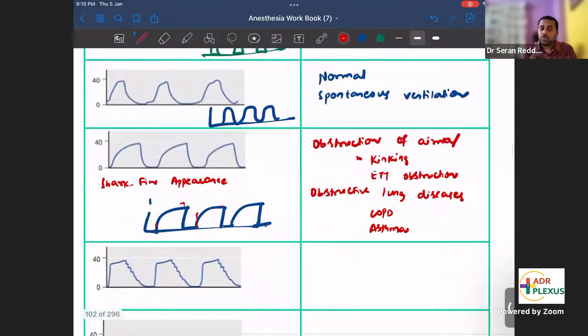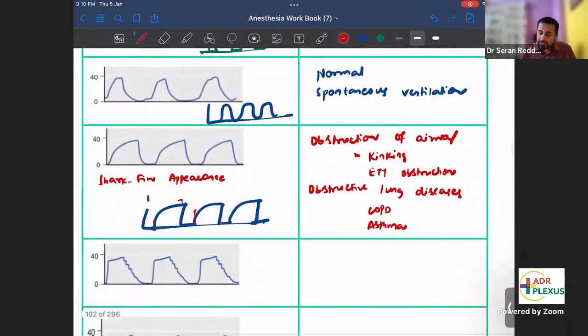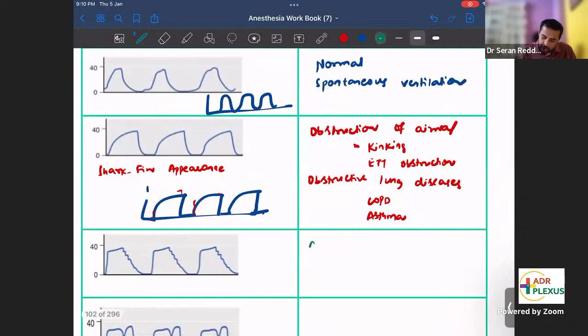Then coming to this waveform, no need to go into the complex details of this. If you see these oscillations, then jump and answer. This is a cardiogenic oscillation, seen mainly in few children and in those with thin chest wall.